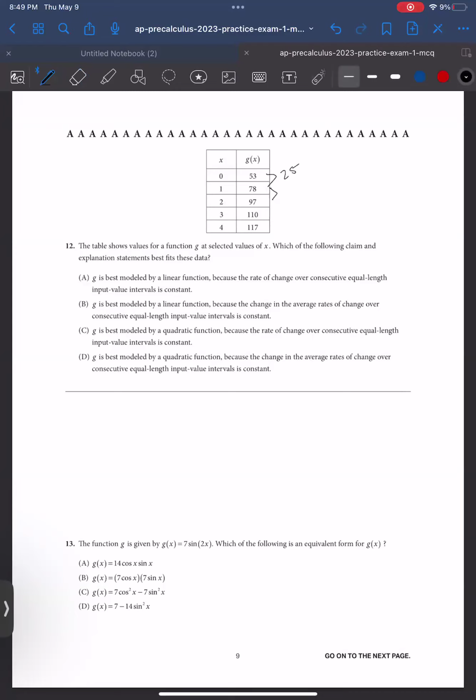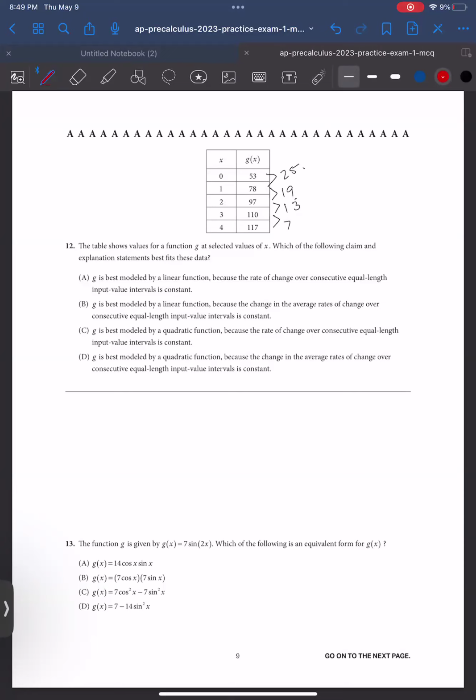All right, from 78 to 97? 19. Yes. 97 to 110? 17. 13. Oh yeah, 13. Never mind, my bad. And then 7. Yeah, 7. Right. So no constants there.